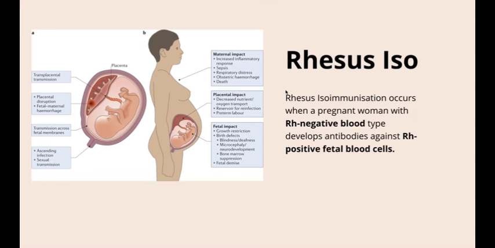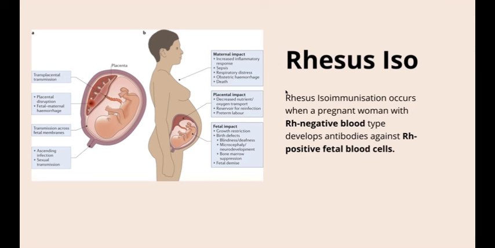The parent, or the mother I should say, then produces antibodies against those cells. These are called anti-D antibodies. And in subsequent pregnancies, not that pregnancy, but the subsequent ones, these antibodies actually cross the placenta and attack any rhesus positive red blood cells of the fetus, leading to hemolysis and therefore a number of clinical effects.